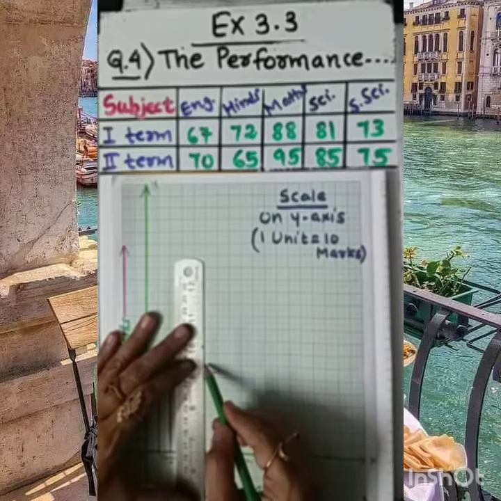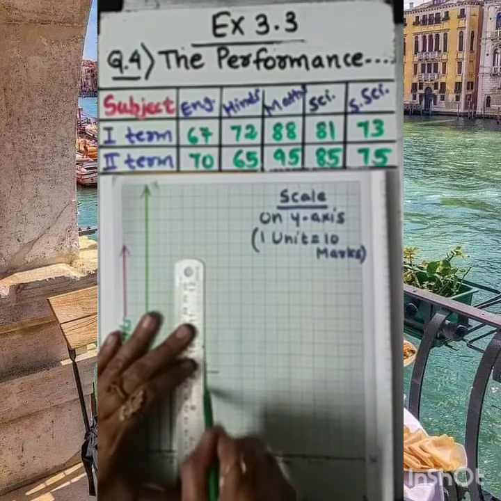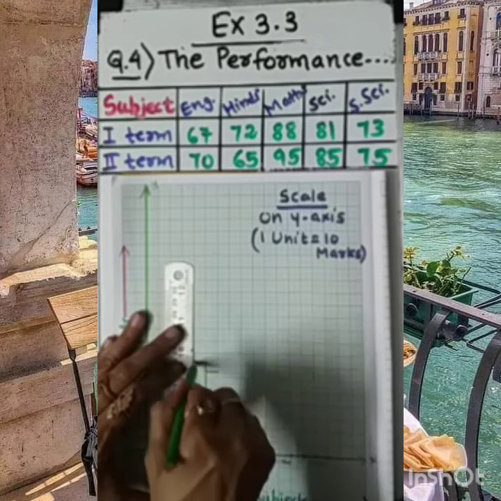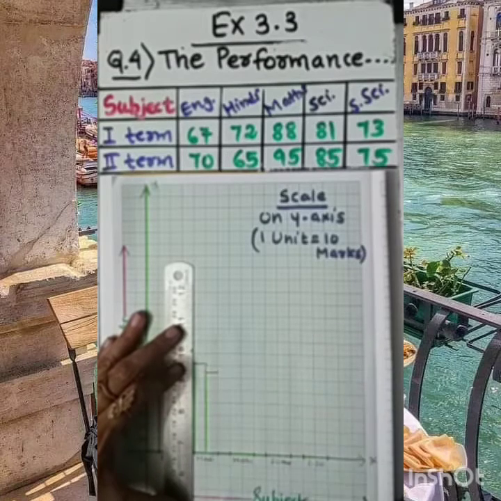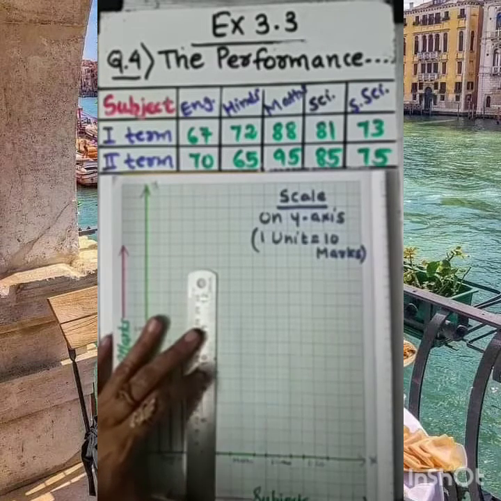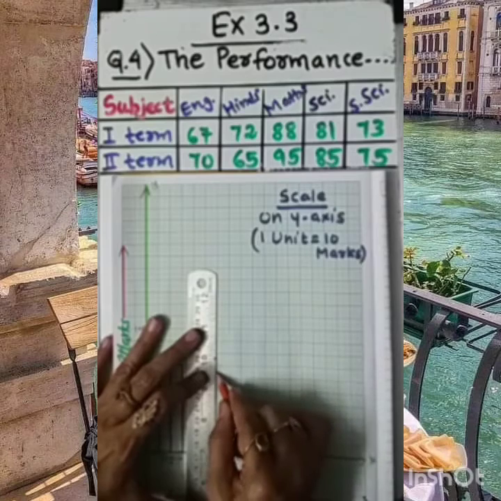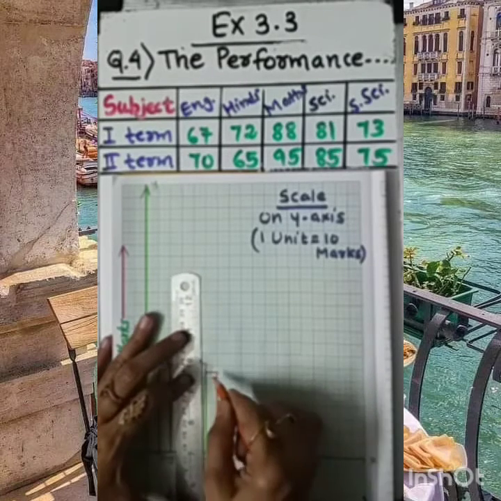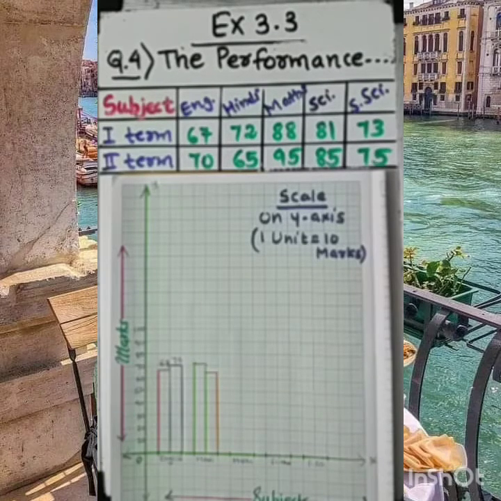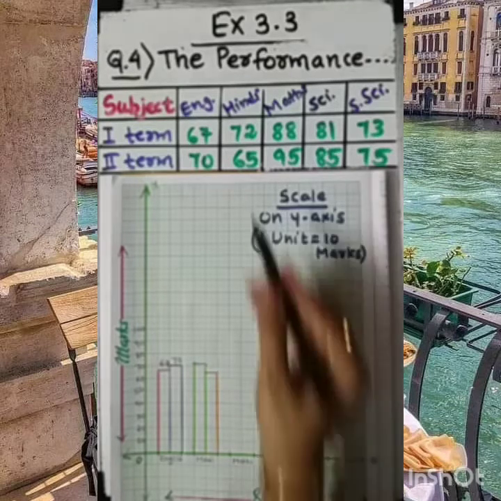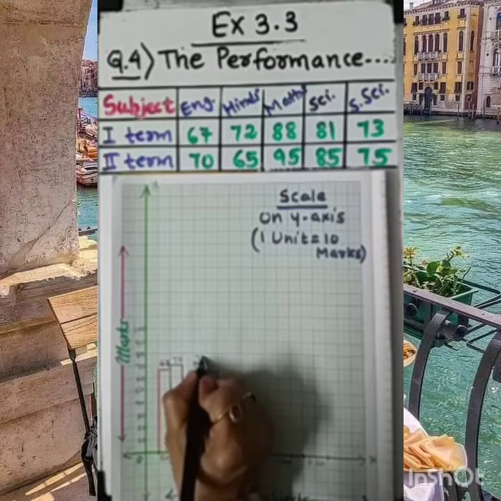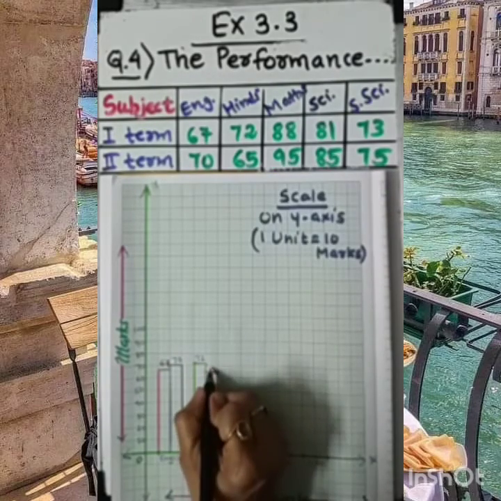I am using this. Okay, you can also choose a different color, whatever you feel comfortable with, and that will make it easier for you to understand the thing in a better way. Now here it's compulsory to mention for Hindi this is 72 and this is 65.